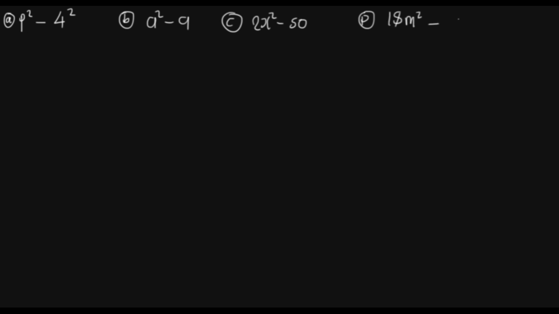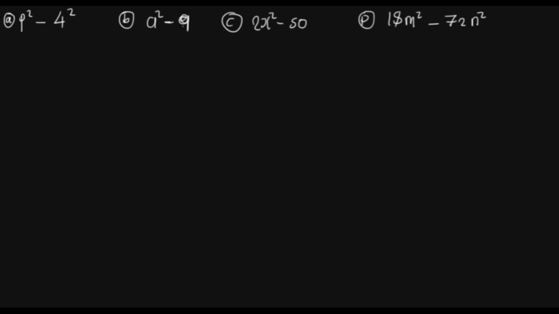Now let's move on. Let's try to factorize by the difference of two squares. Factorize each algebraic expression using the difference of two squares. The first one, let's say our a will be p squared minus 4 squared, then a squared minus 9, 2x squared minus 50, then our d, 18m squared minus 72n squared.